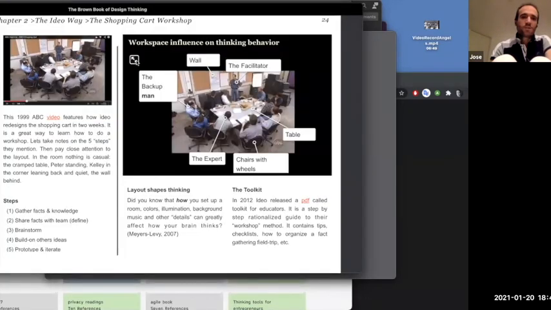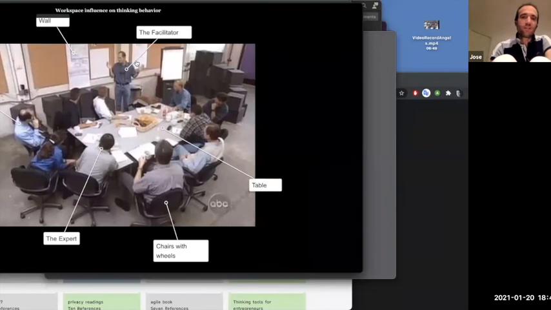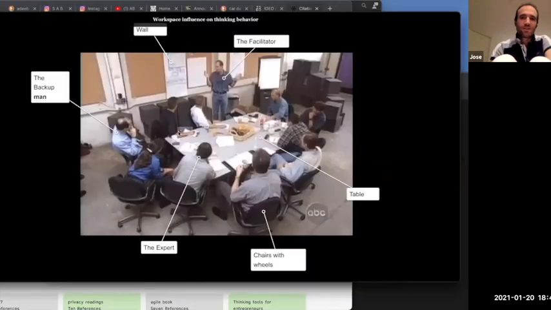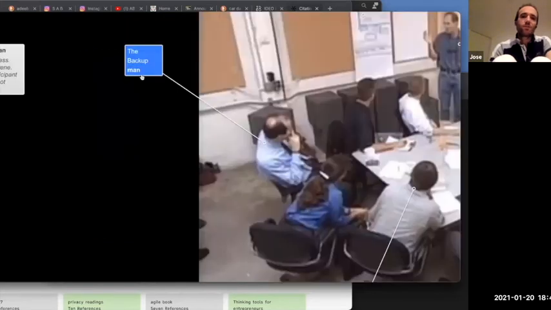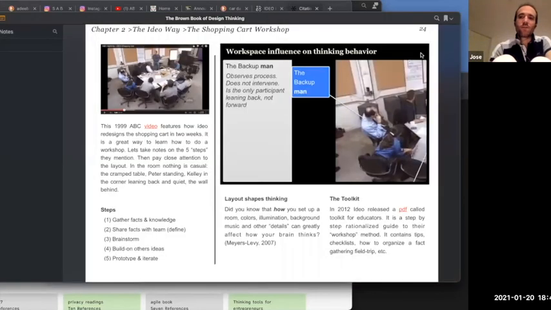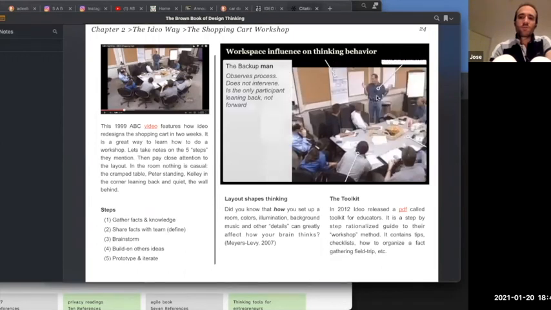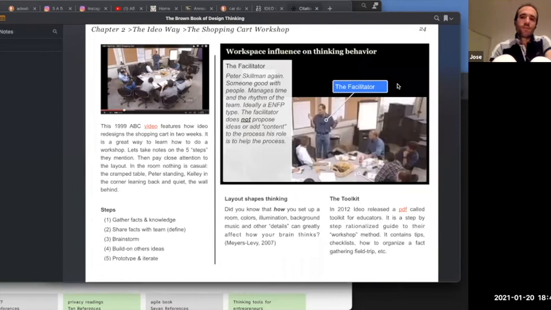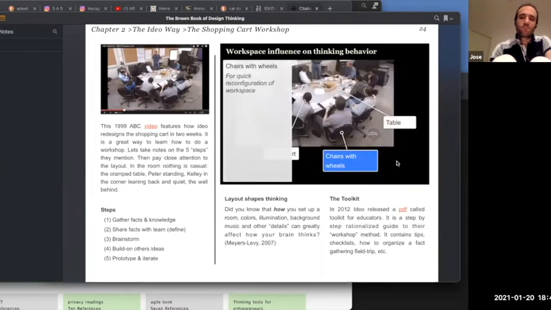I also want you to identify the roles. What do I mean by that? You will see this is the working space where a design thinking workshop happens. So you will see different roles like the backup man and other people. Your job is also, through post-its, to tell me what the roles are. Okay, sounds good. Are you ready?